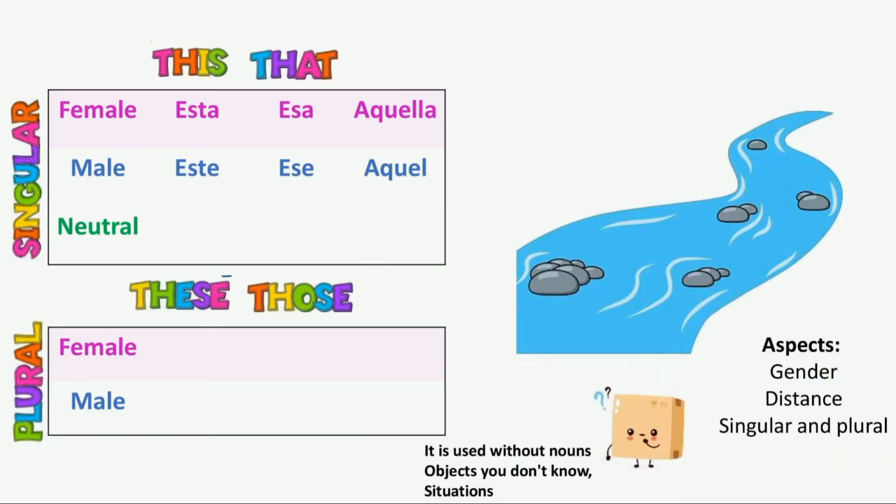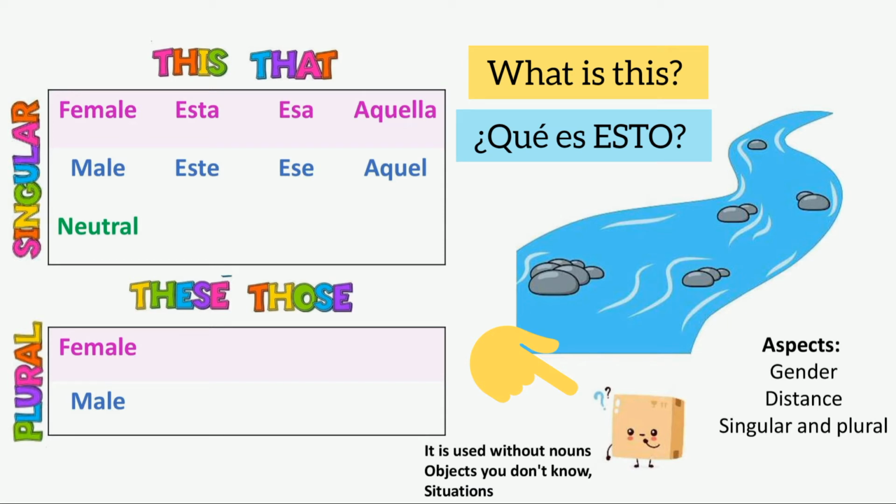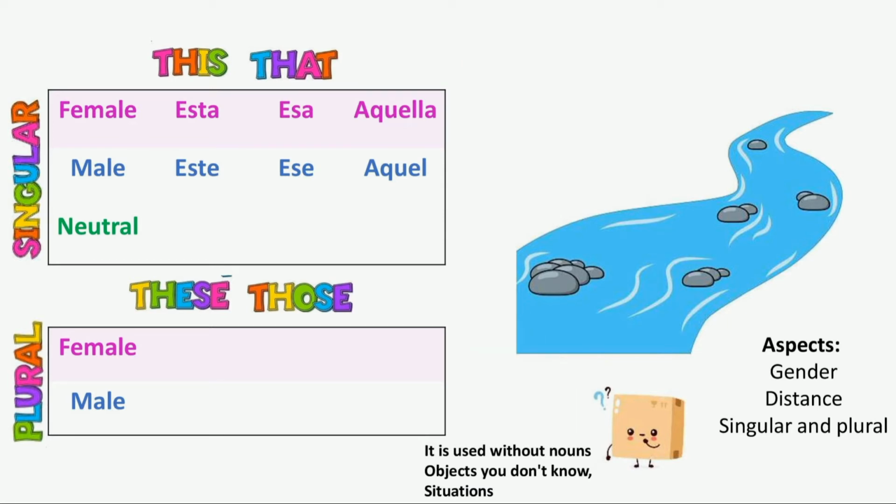We also use this gender to talk about things we don't know. For example, you come home and you see a box, and since you don't know what's inside the box, you don't know the gender of the things in it. So you ask your wife, what is this? ¿Qué es esto? The third way to use this gender is for situations.